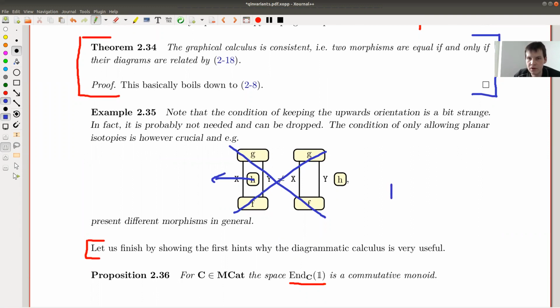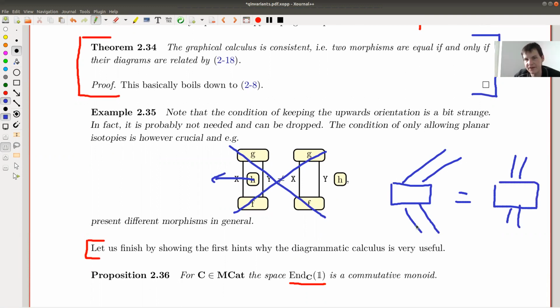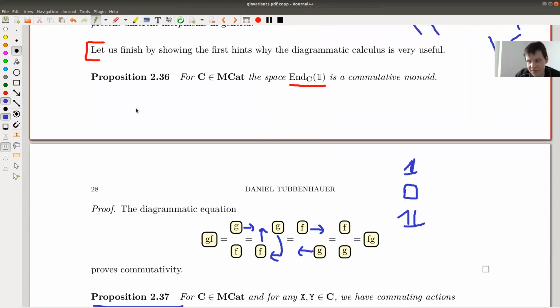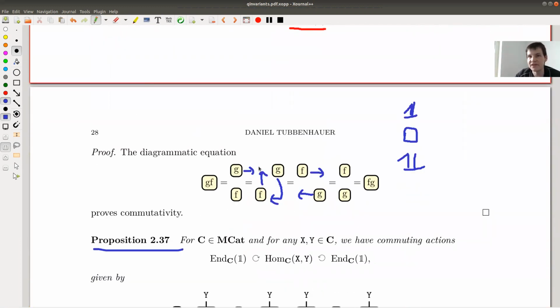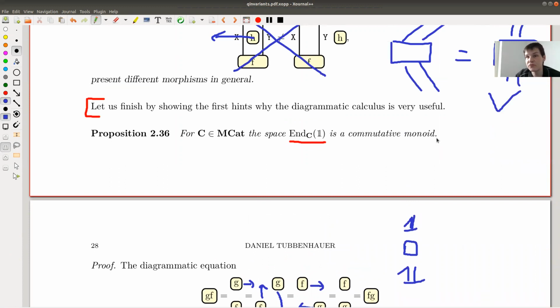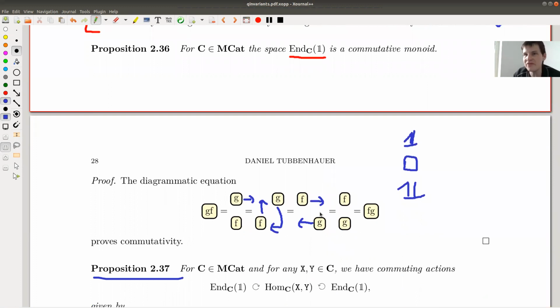As long as you don't cross anything, you're basically fine. You can pull your diagram here and pull it straight, and it doesn't really matter as long as you don't cross anything or destroy the planar topology of what you have drawn, and you're happy. And this just makes life so much easier. You can prove non-trivial theorems, like this is a commutative monoid, and the proof is trivial almost.